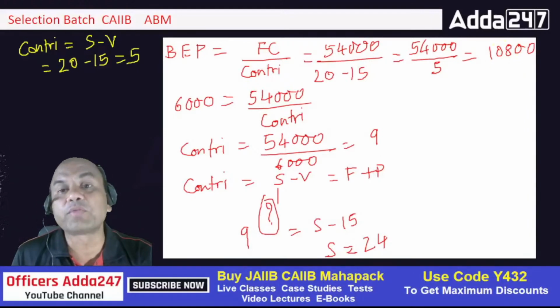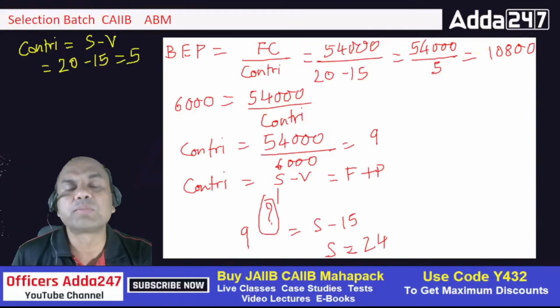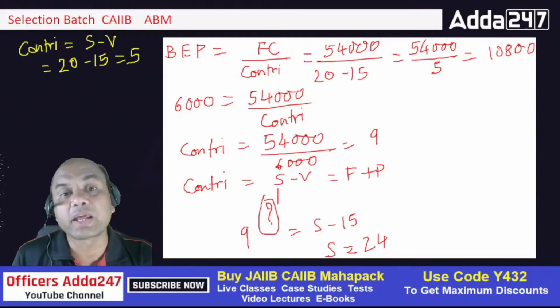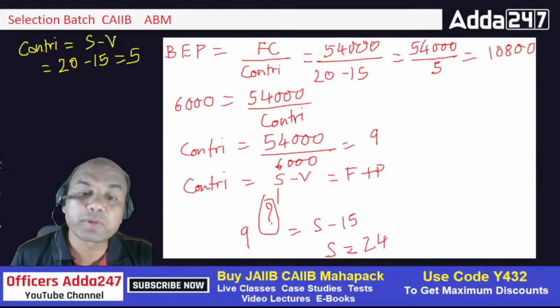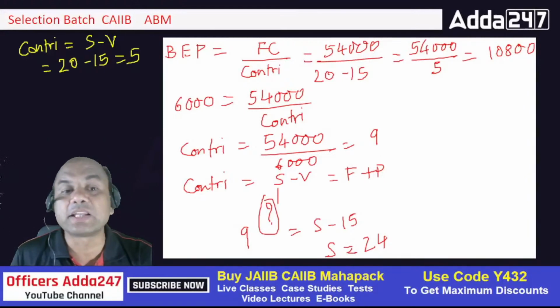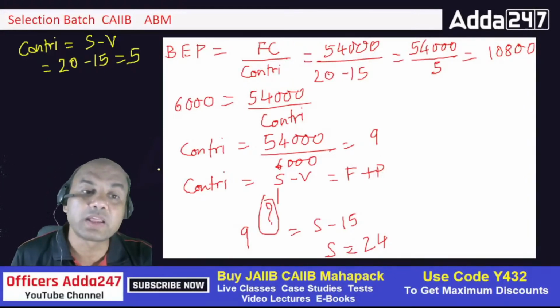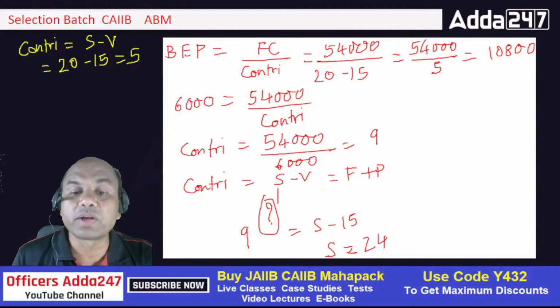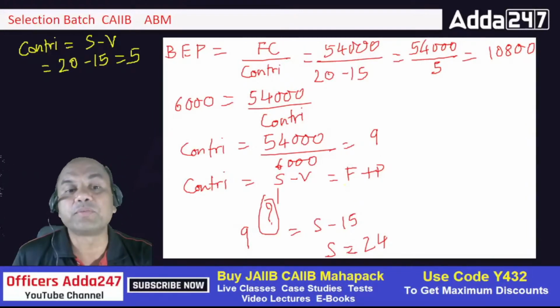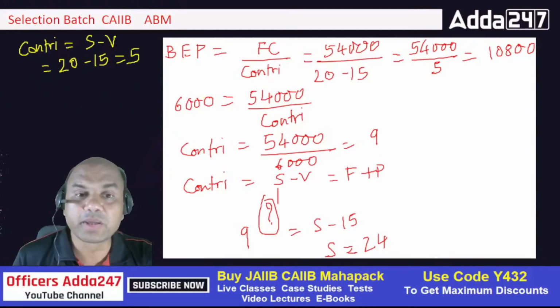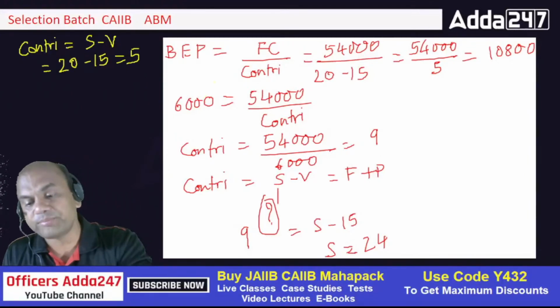10,800 units means I'll have to manufacture 10,800 units to break even. But if I want to bring it to 6,000 units, then my selling price, which is now 20, I'll have to bring it to 24. Then I'll have this contribution at 6,000 units, BEP at 6,000 units. Okay?